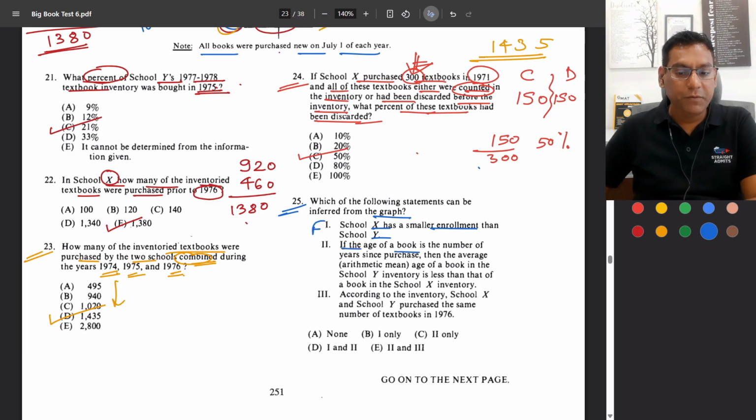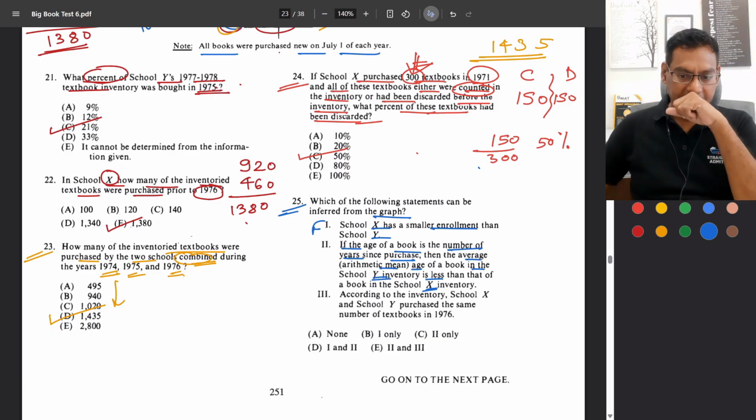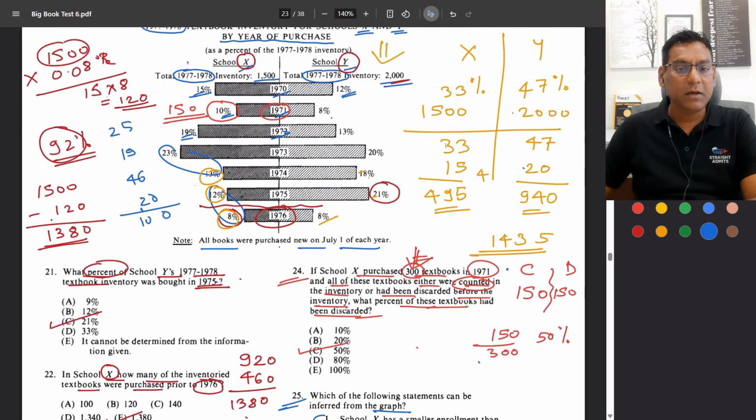If the age of a book is the number of years since purchase, then the average arithmetic mean age of the books in school Y inventory is less than X inventory. So what is the average in X inventory? What is the average in Y inventory? Then we'll see which one is less. How do we calculate the average age if the books are purchased in different years? Let's look at the graph.